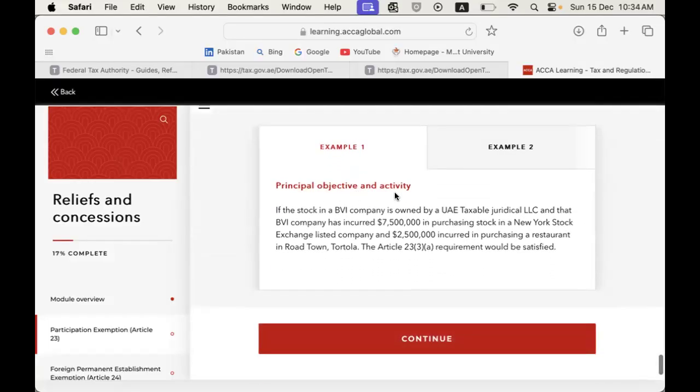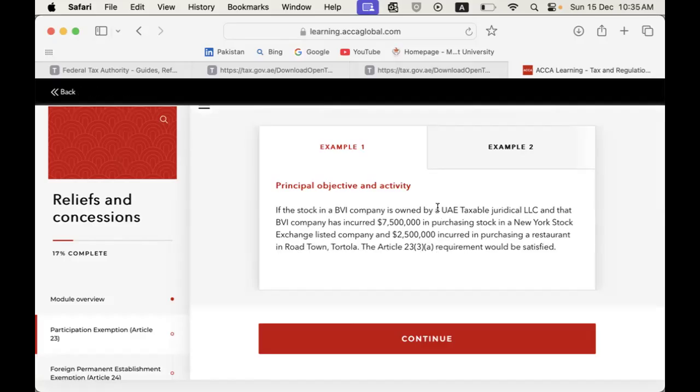Principal, objective, and activity. So we have an example. If the stock in a BVI company is owned by a UAE taxable LLC, and that BVI company has incurred $7.5 million in purchasing stock in a New York Stock Exchange listed company, and $2.5 million incurred in purchasing a restaurant in Road Town, Tortola, the Article 23 requirement would be satisfied.